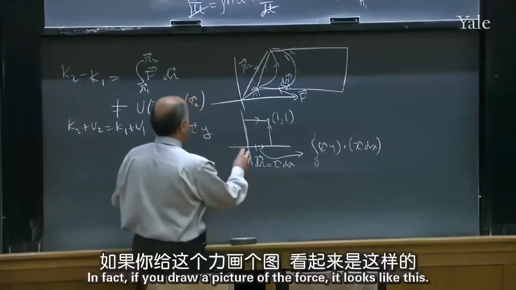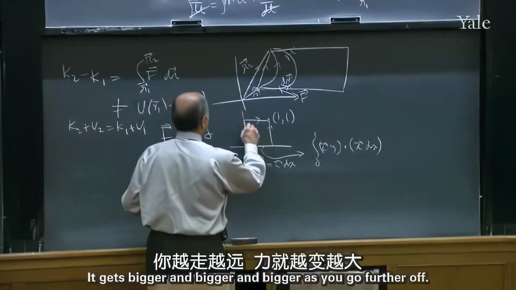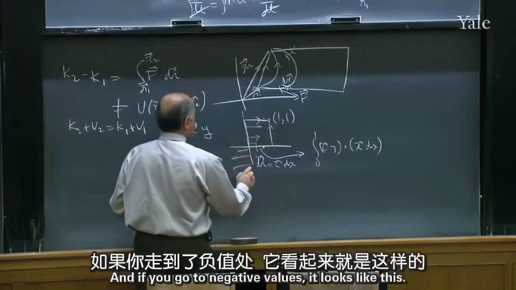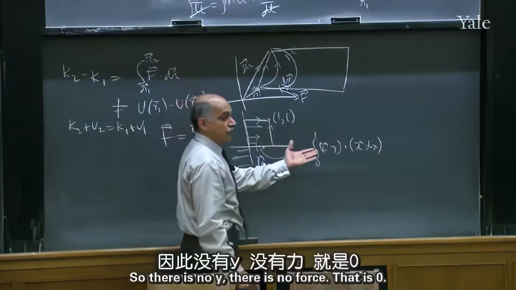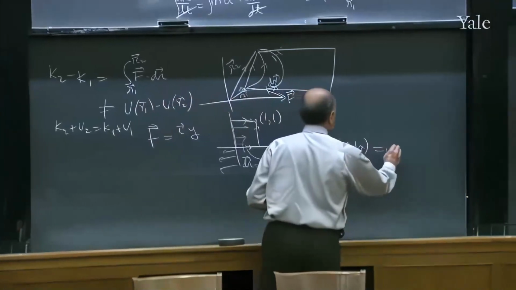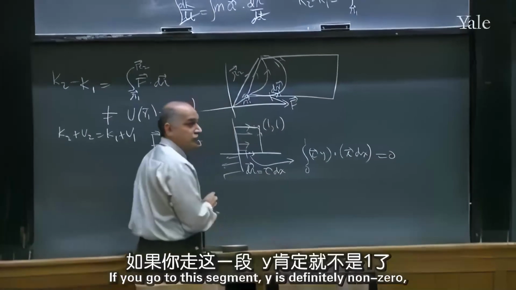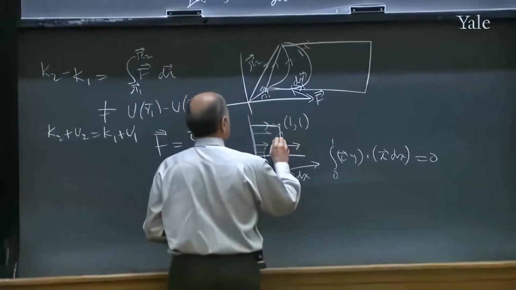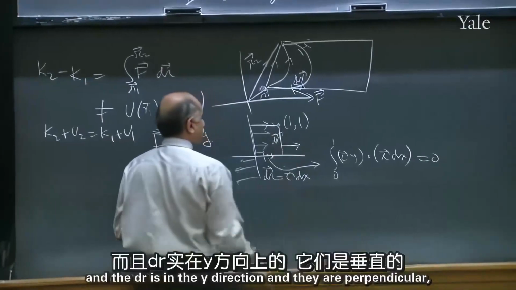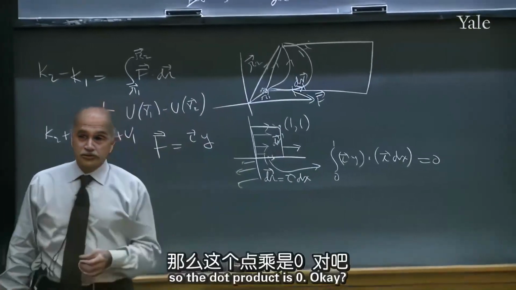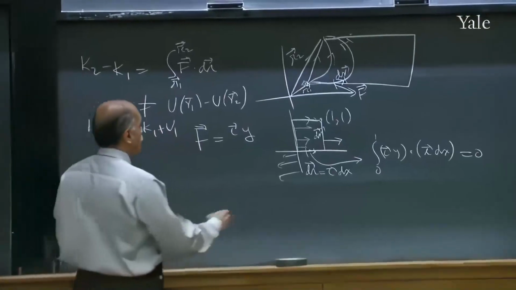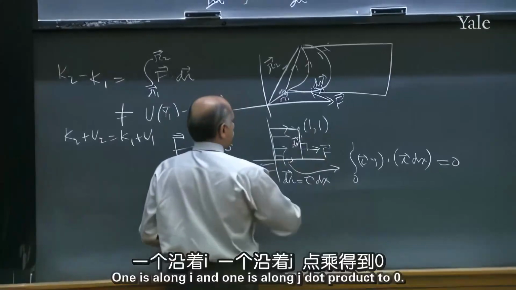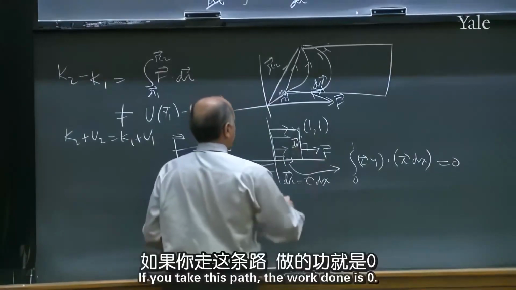In fact, if you draw a picture of the force, it looks like this. It gets bigger and bigger and bigger as you go further off. And if you go to negative values, it looks like this. So there is no y, there is no force. That is 0. If you go to this segment, y is definitely non-zero. But notice that the force is like this, and the dr is in the y direction, and they're perpendicular, so the dot product is 0. Okay? dr and F are perpendicular. One is along i and one is along j. Dot product is 0. So if you take this path, the work done is 0.